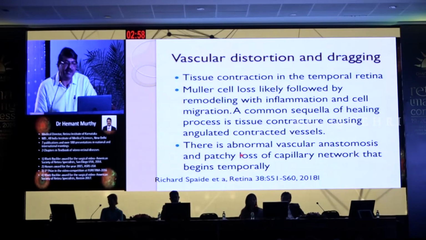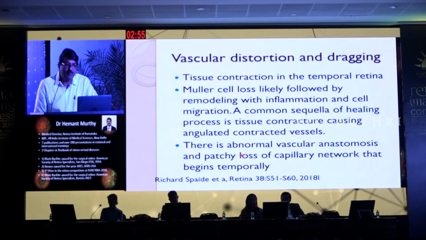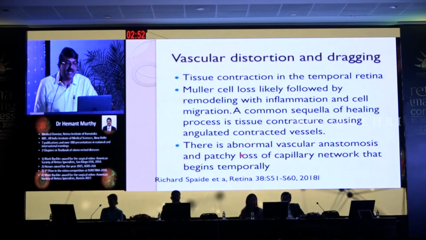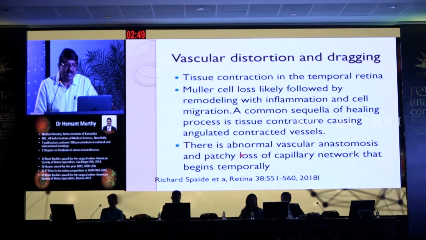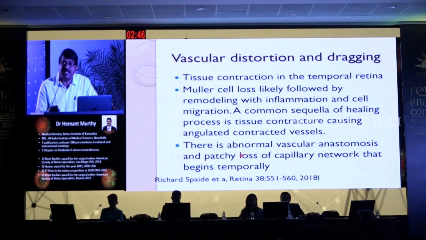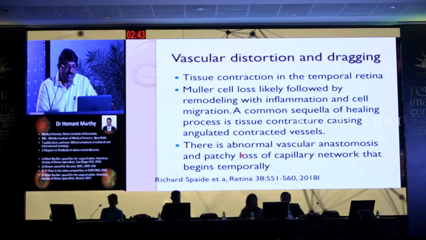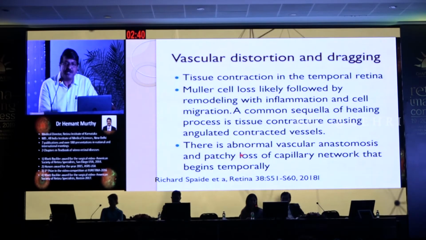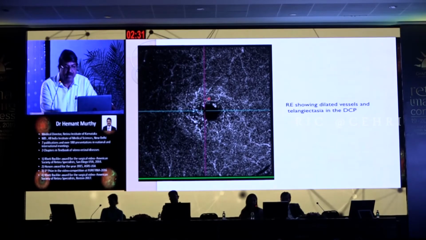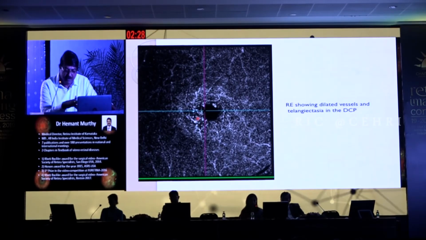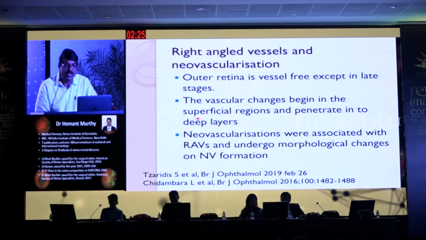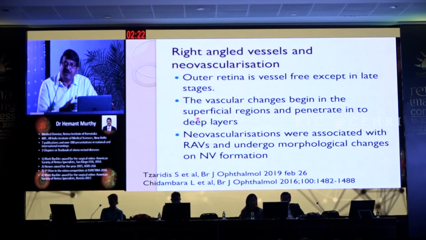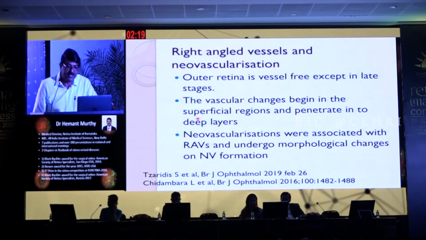In addition to it, there is tissue contraction in the temporal retina. So the Muller cell loss is most likely followed by remodeling with inflammation and cell migration. A common sequel of healing is tissue contraction causing angulated vessels, which we see clinically. And there is abnormal vascular anastomosis in this condition, which begins temporally. One can see telangiectasia and the abnormal anastomosis observed initially in the superficial area, which goes deeper with time as the stage advances.